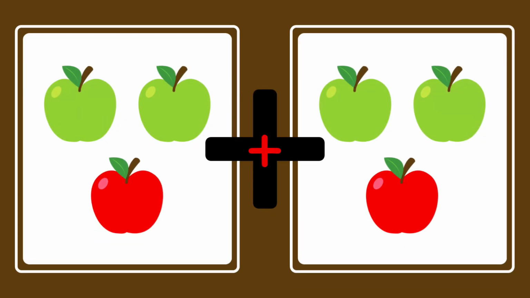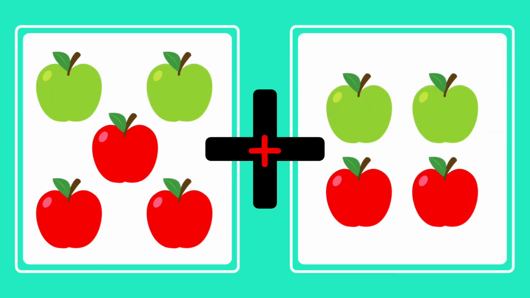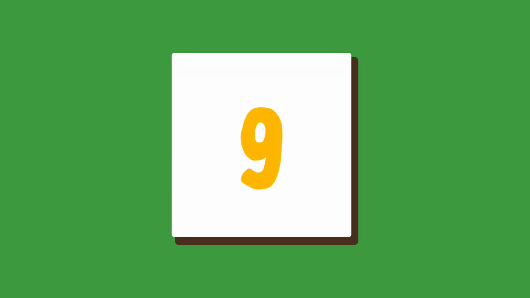Three apples plus 3 more. Can you guess? Absolutely, the answer is 6. Now you have 5 apples, now add 4 more, how many? You got it right, 9 is the answer.